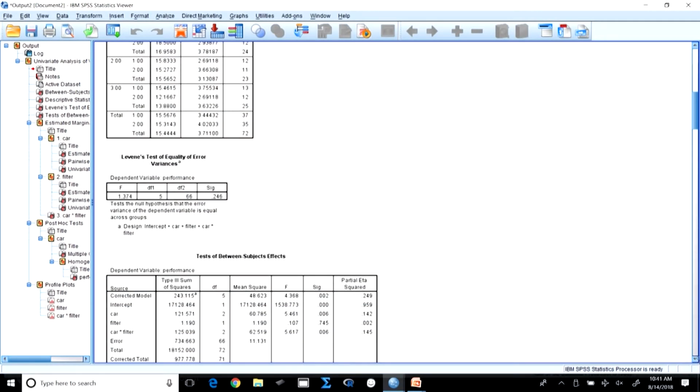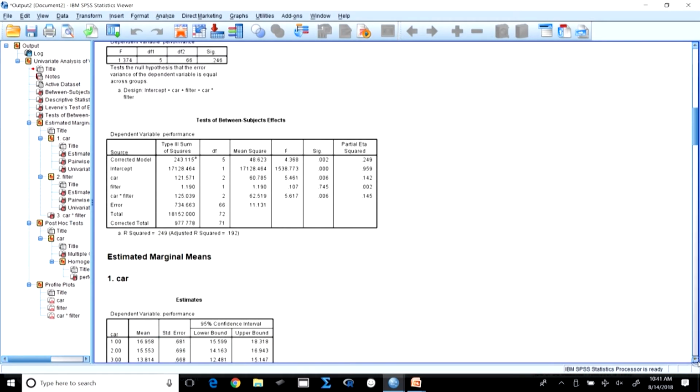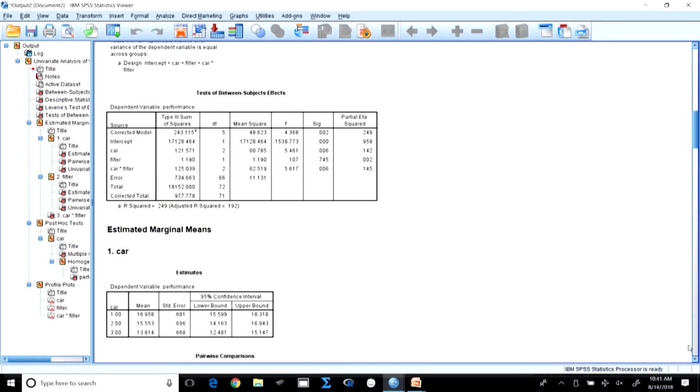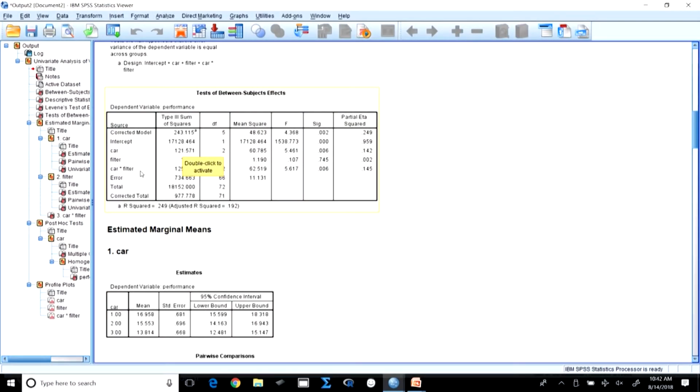Next, now let us look at the tests of between-subjects effects. Now, if you look at car, first of all let us look at the F ratio 5.4 and the significance. Is it significant? Yes. The kind of car affects the performance. Filter, well, no, 0.745. So, it is not significant, right. Is the interaction effect playing an important role? Yes. The interaction effect of car and filter plays an important role and it is significant.